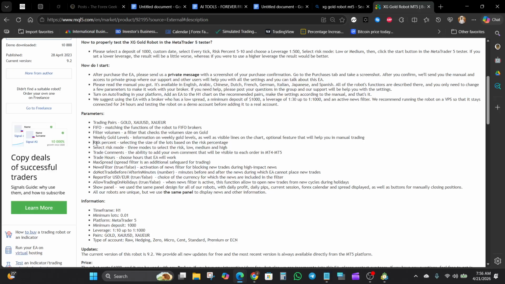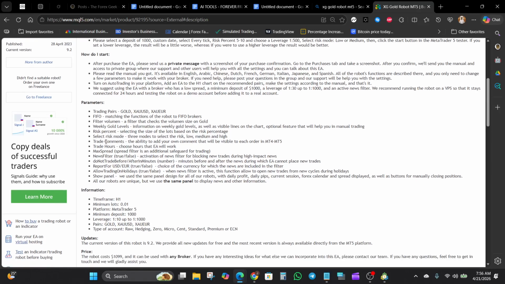You can see the risk percent here, selecting the size of the lots based on the risk percentage. And then we have risk modes. You can see 3 modes to select: the risk, low, medium, and high. We have also the max spread and news filter. We talked about that already.